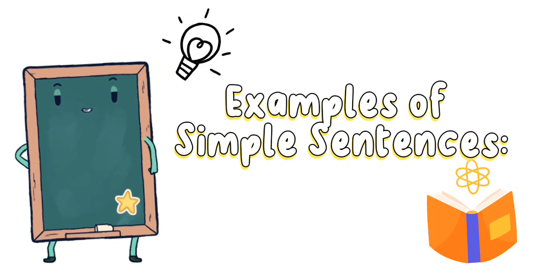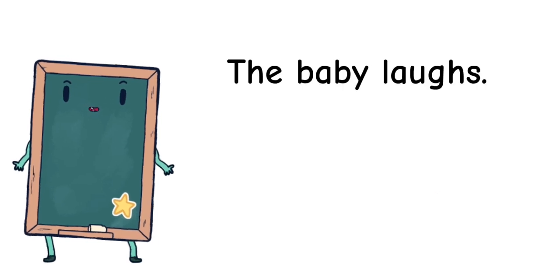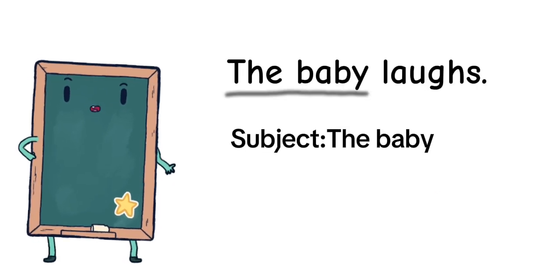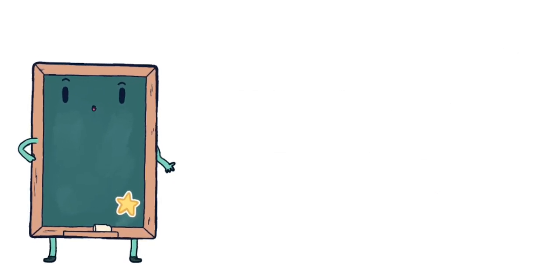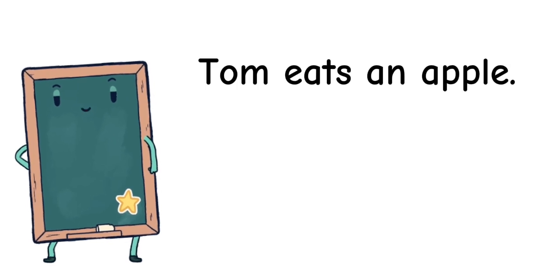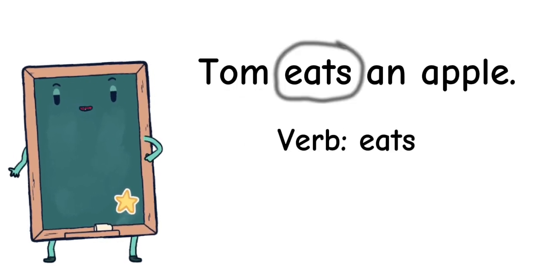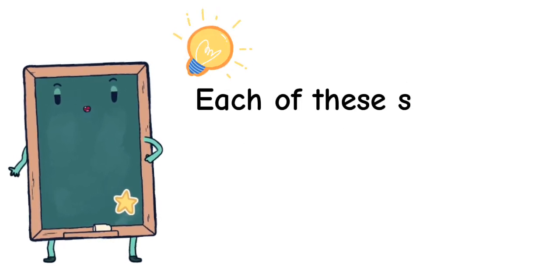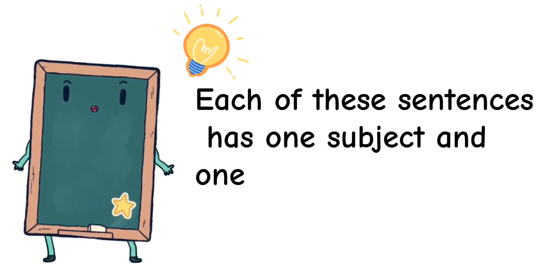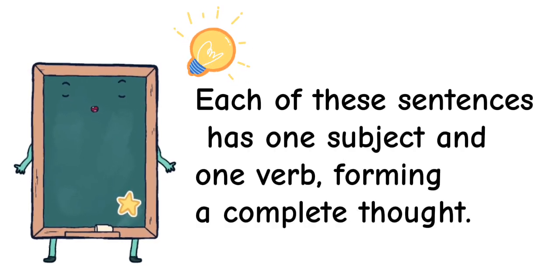Examples of simple sentences. 1. The baby laughs. Subject, the baby, verb, laughs. 2. Tom eats an apple. Subject, Tom, verb, eats. Each of these sentences has one subject and one verb, forming a complete thought.